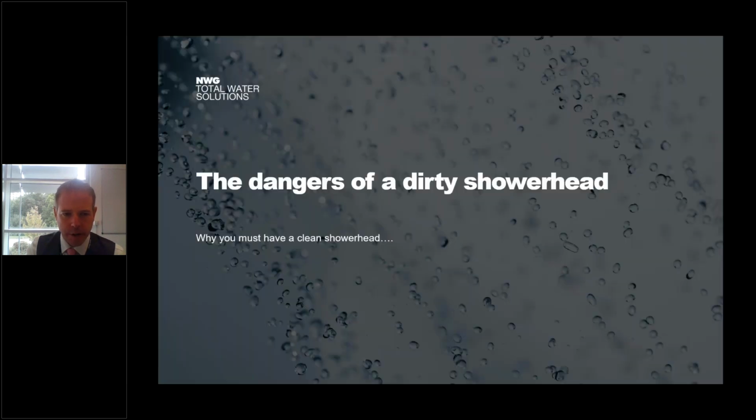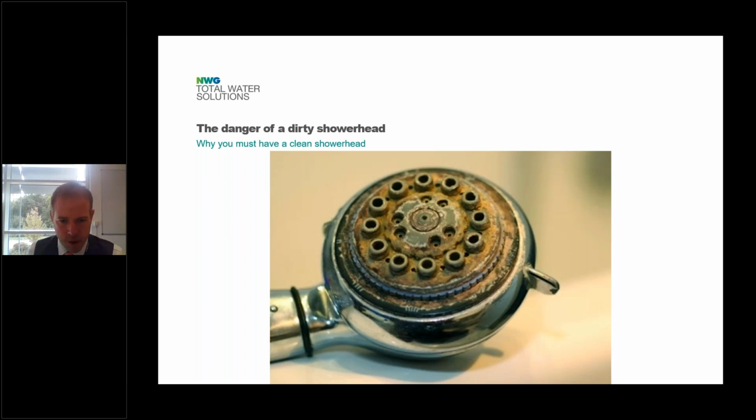So the dangers of a dirty shower head. Why you must have a clean shower head. You've got a photograph in front of you now of a dirty shower head. You can see on the outside there's mold, there's bacteria on there. You can see the black slime. You can see that it's scaled up quite heavily as well. So that's not an ideal situation. That would be a perfect place for bacteria to get a hold and grow. So again, all these control measures are relatively easily fixed, but they must be done. So that leads me on to the next slide.